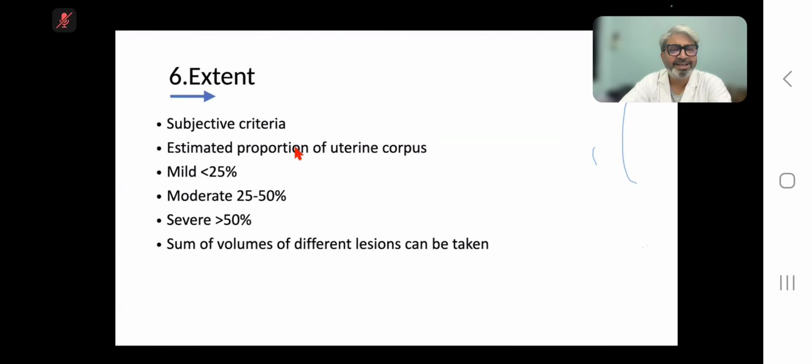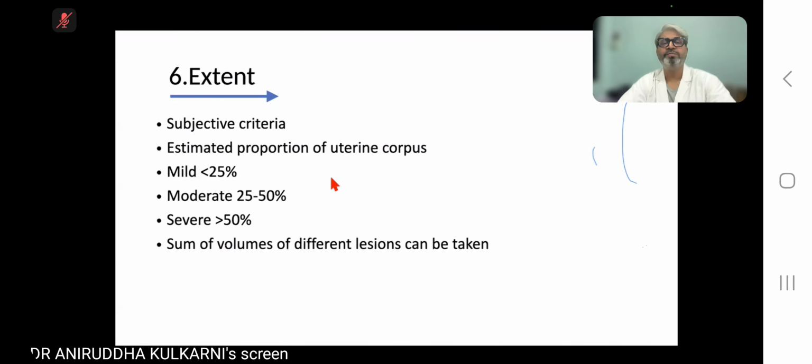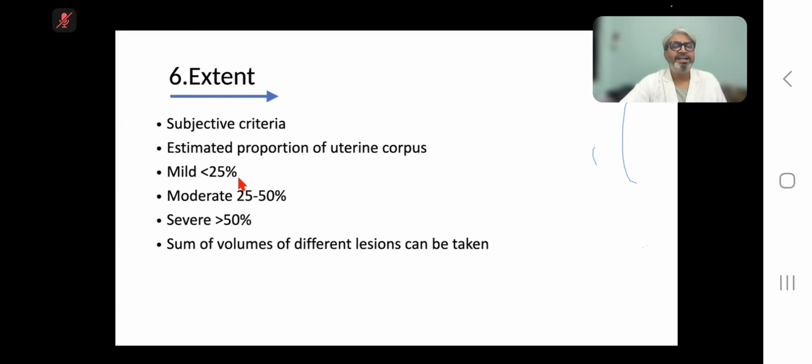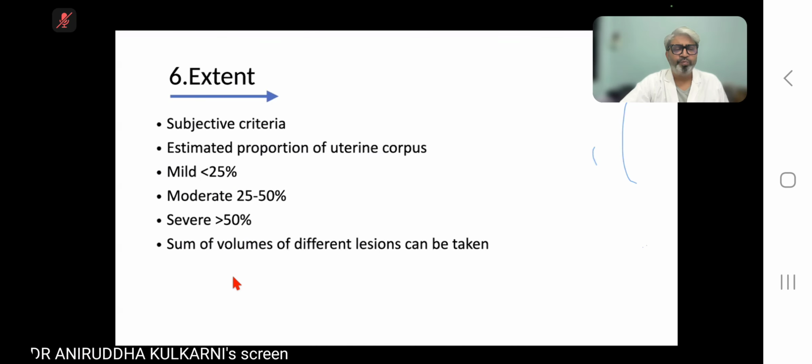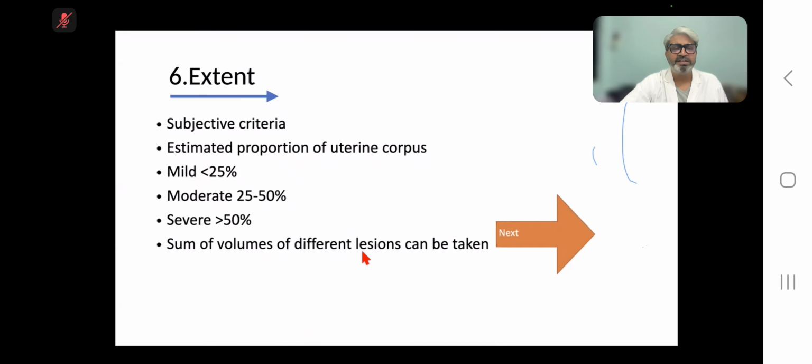Now, in terms of extent, it is more or less a subjective criterion. It involves looking at the proportion of the uterine corpus. Mild is said to be when it is less than 25%, moderate when it is 25 to 50%, severe when it is more than 50%. We can sum the volume of different lesions whenever they are considered.